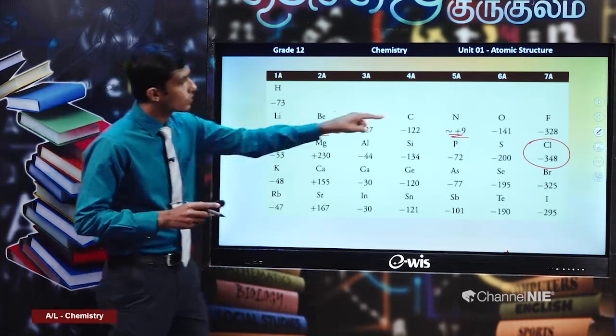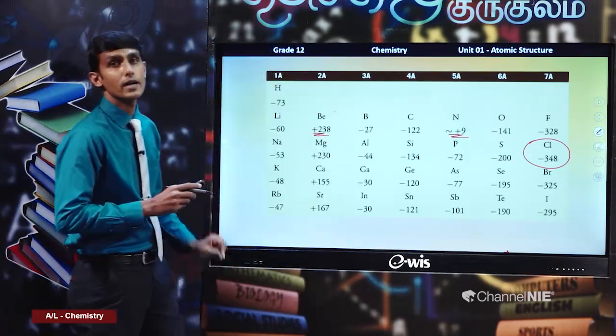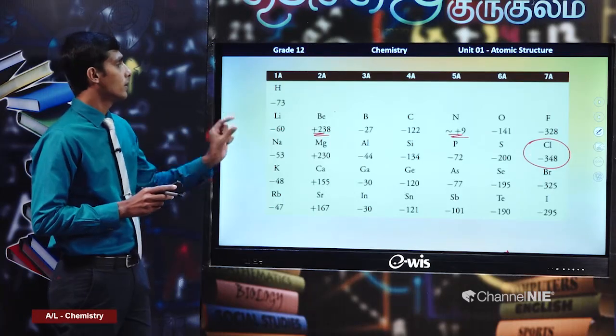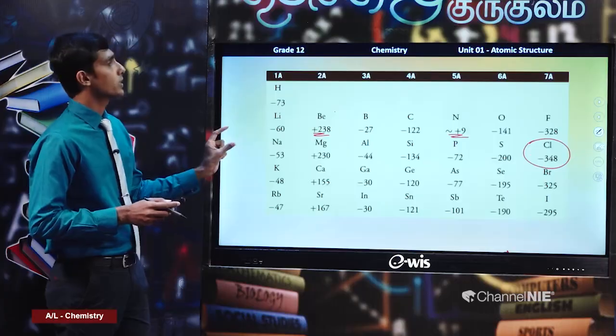Group 2 elements and group 18 elements are not mentioned here. Group 18 elements also have endothermic values. So, that is the variation of the electron gain energy.